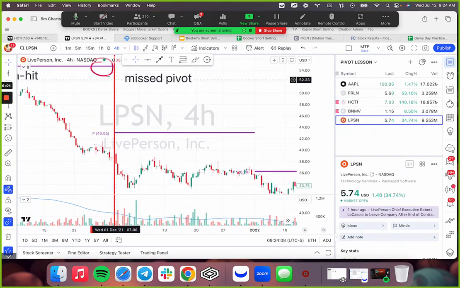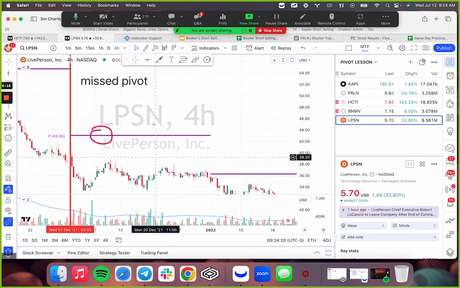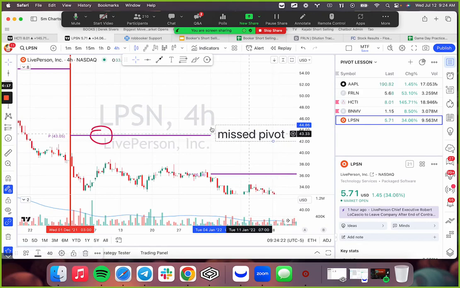The next month began, and we would assume, but we wouldn't trade it, we would assume that price is going to hit the monthly pivot for the month of December. Well, guess what happened? It didn't hit that either. And this became a missed pivot also.